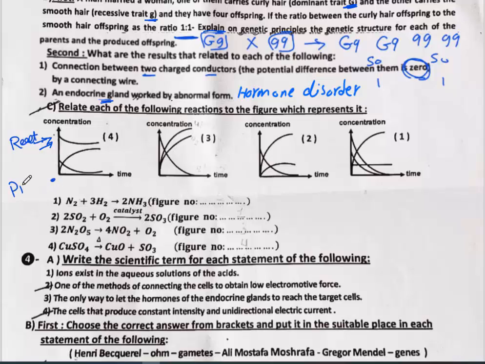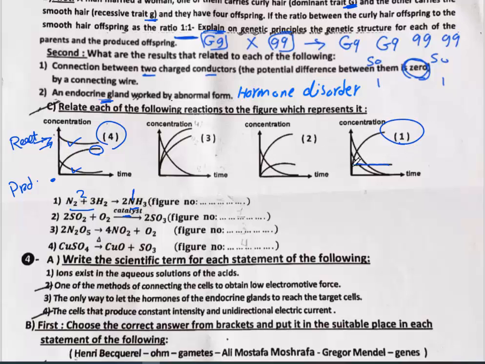Let's see together. First one, N2 plus 3H2, which means I have two reactants, give me 2NH3, which means I have one product. Which one here has two lines for reactants and one for product? Only number 4, because it has two lines for the reactants and one for the product. Number 2, 2SO2 plus O2 with a catalyst. There is a catalyst here, so of course there is something in the reaction that doesn't change in its concentration during the reaction, which means this graph, number 1, there is a straight line here that doesn't change in its concentration.